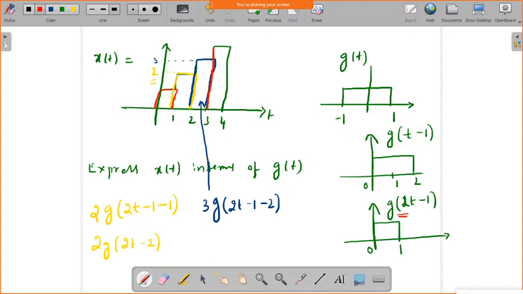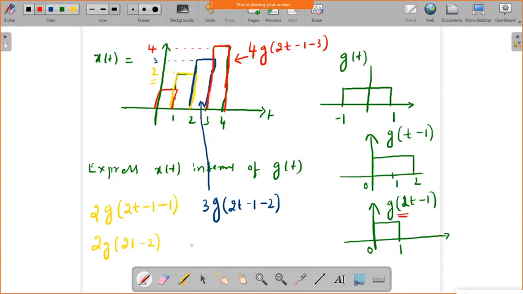And similarly the last portion. How can we do this one? 4 times g of 2t minus 1. Yes. So you have to multiply by the scaling factor 4 and also shift by 3 more units, is it not? That means g of 2t minus 1 minus 3, multiplied by 4. So now we can express what is x of t.